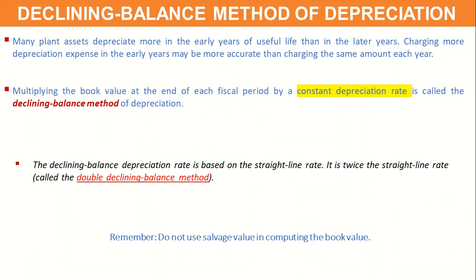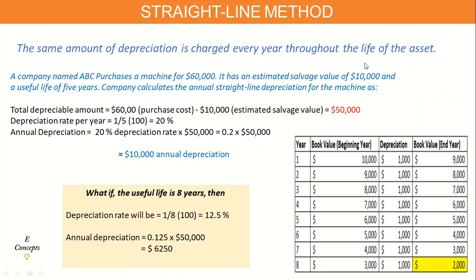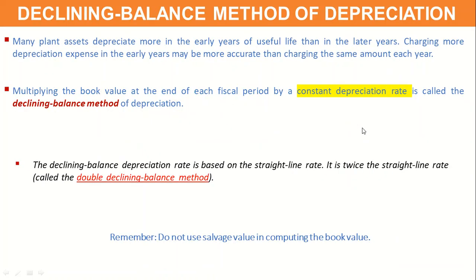So now we have the declining balance method of depreciation. It says that many plant assets depreciate more in the early years of useful life than in the later years. Charging more depreciation expense in the early years may be more accurate than charging the same amount each year. In the previous method we charged the same amount each year, but in this method we will charge more in the early years of useful life.